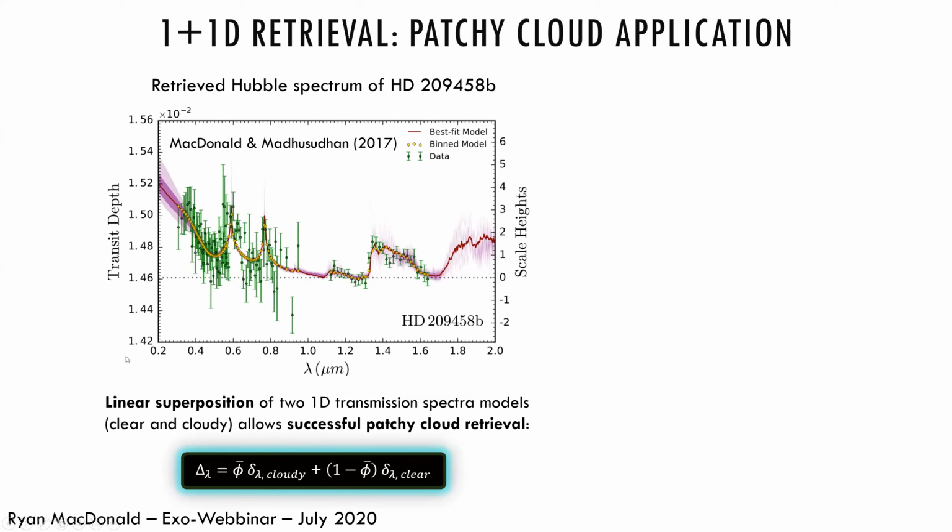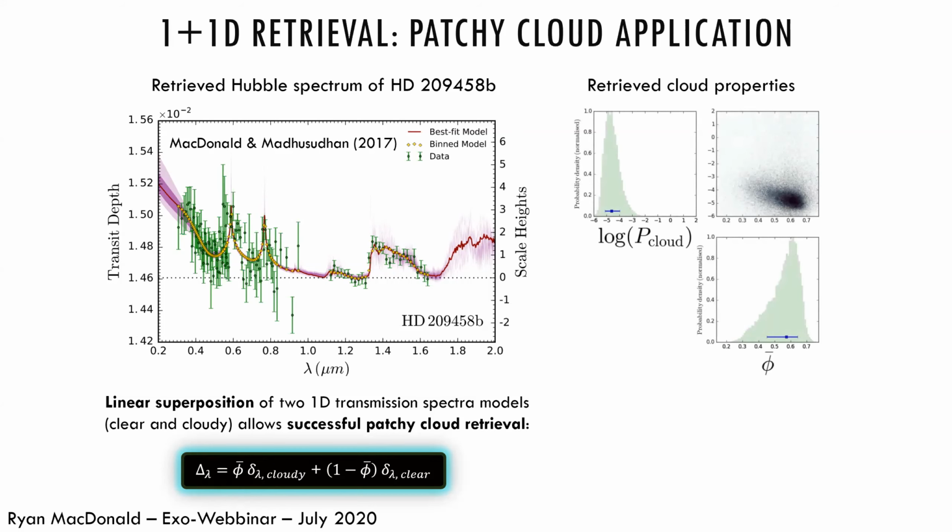In a study that I led a couple of years ago, we used this patchy cloud model on the real Hubble transmission spectrum from STIS and WFC3 of HD 209458b, because this, at least at the time, was one of the most precise transmission spectra in the literature. And we were curious whether with existing observations, it is possible to actually statistically distinguish between a clear model, a one-dimensional cloudy model, and a two-dimensional patchy cloud model.